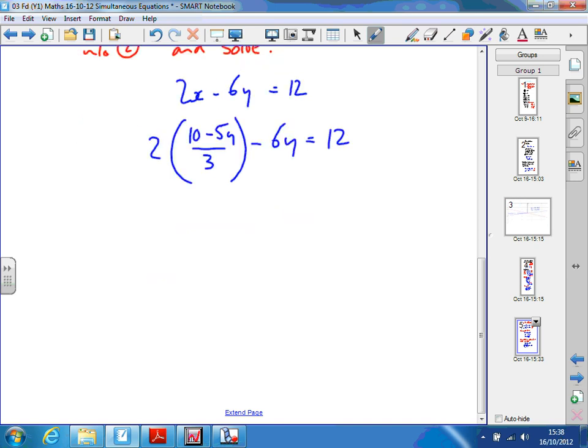So Alfie, all divided by 3, so you'd like to multiply by 3, good step, okay? That's probably what you're going to say. Multiply everything by 3 to get rid of that 3 underneath. So that means 2 times 10 minus 5y, minus 18y equals 36. So I multiply every term by 3. And then what?